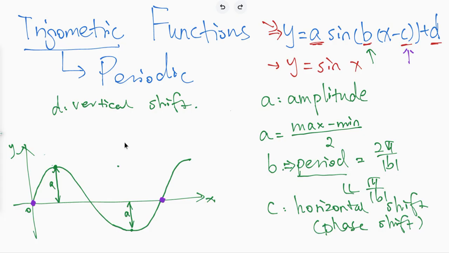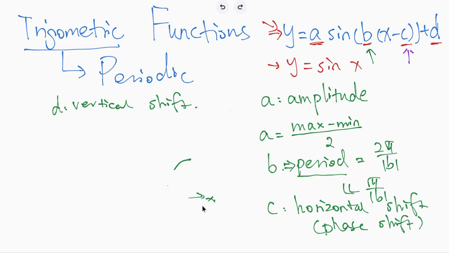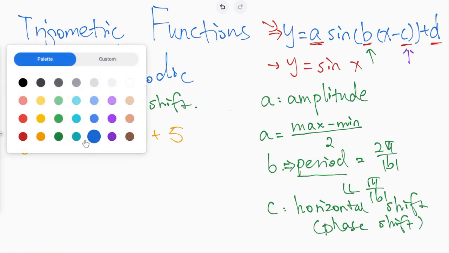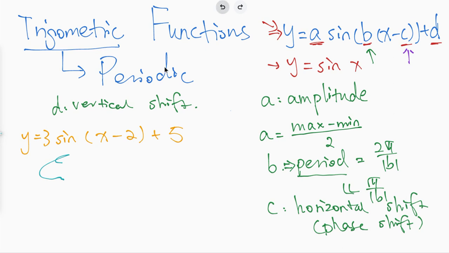So let's look at an example function, and let's try to identify all the specific information associated with this function without actually drawing the graph. Our example would be y is equal to 3 sine x minus 2, plus 5. So let's go one by one.